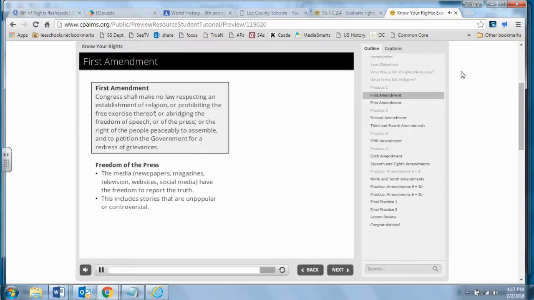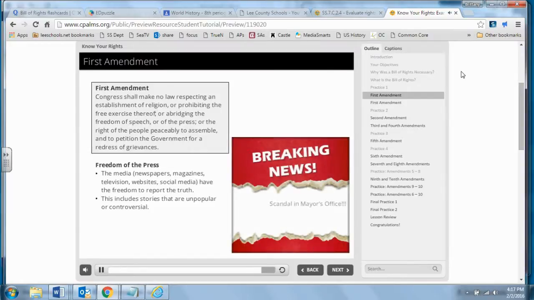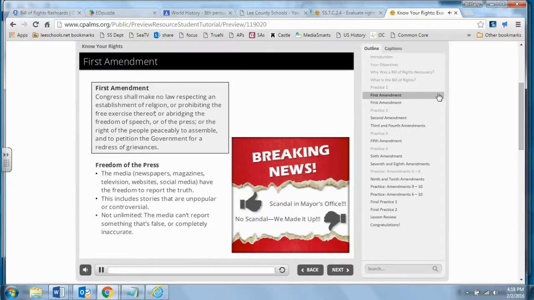How about if a newspaper publishes a story exposing a scandal or a crime? Is that protected speech? Yes, but only if the story is true. If it isn't, if the newspaper just made something up that's false or completely inaccurate, that's not protected speech. The paper could be sued and would probably lose in court.